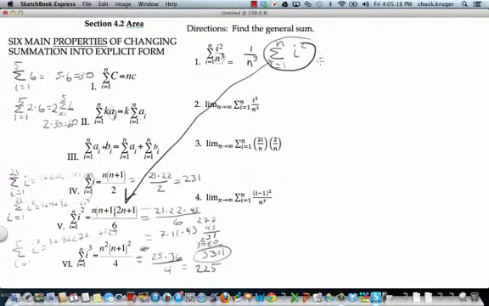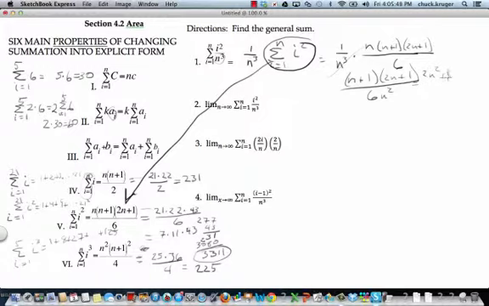So this means I'm going to have 1 over n cubed times n times n plus 1 times 2n plus 1 all over 6. And I can simplify that. I can do some simplification there, and I have n plus 1 times 2n plus 1 over 6n squared. And that gives me 2n squared plus 3n plus 1 over 6n squared.